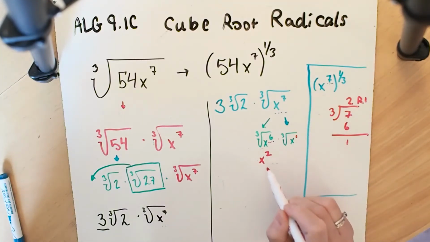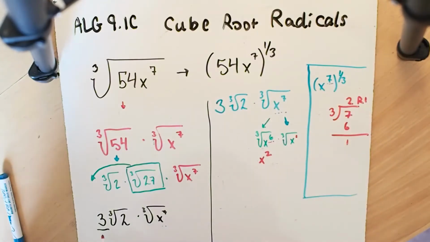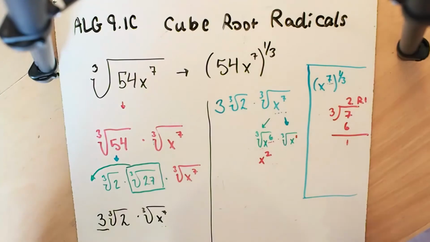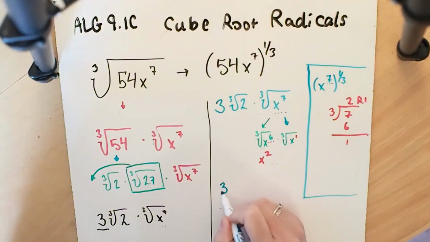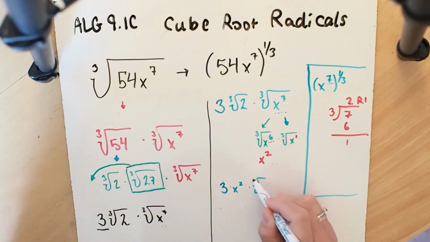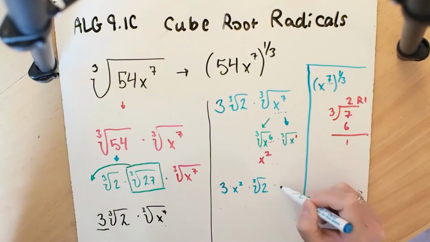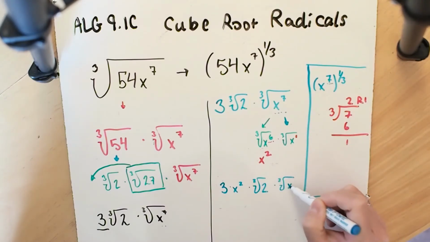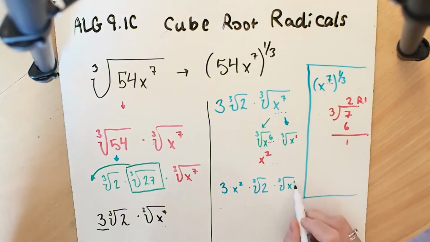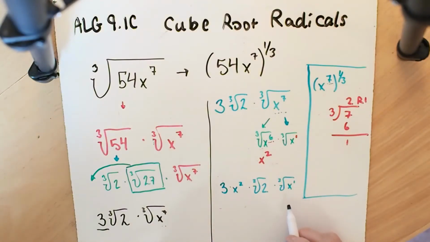And because it's been freed from the radical, we move it to the outside, just like we did with the 3 over here. So when we move it outside, we're going to get 3 times x squared times this left over here, the cube root of 2, times this left over here, which is the cube root of x to the 1, because you cannot divide 1 by 3 evenly. Once we do that, we can simplify the whole answer using the product rule of radicals.